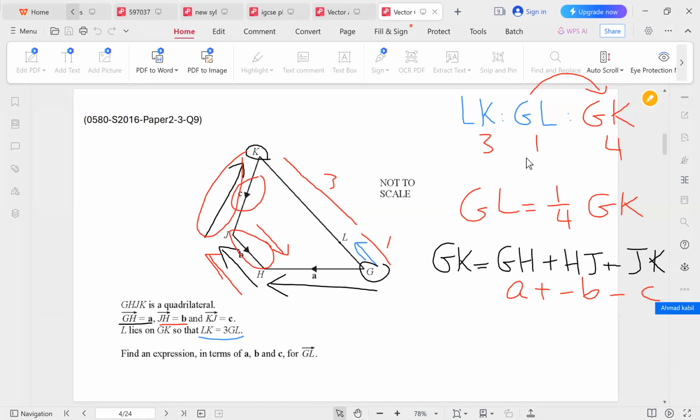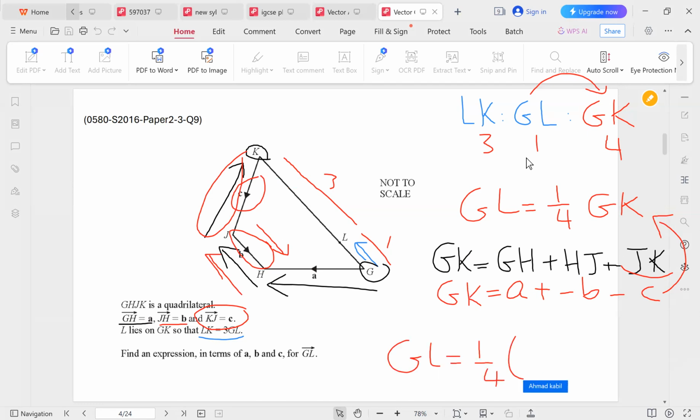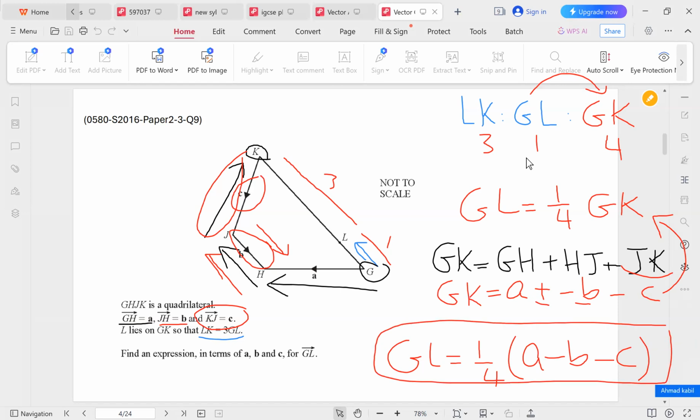Or you can use the letters. This is JK, and we are given that KJ equals C. So JK would be negative C as well. So therefore, we have obtained an expression for GK. All that remains is to substitute this expression into this equation. So GL would be 1/4 times A plus minus B, that would just be minus B, and then minus C. And this would be the final answer for GL.